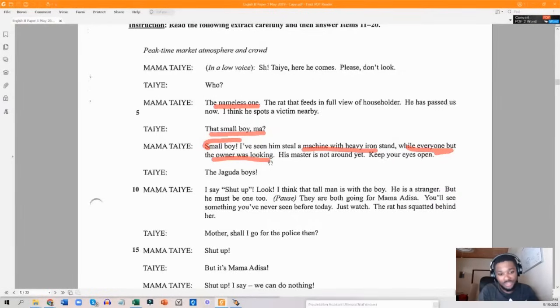So I wanted to see how skillful this thief is, and you'll soon see why I pay attention to this. This thief is so skillful that he can steal something when everyone else is looking except the owner. So he basically has eyes in the back of his head. He's very skillful. Keep your eyes open. He's basically warning Taiye, if you blink, you're going to miss it. If you blink, he's going to steal you because he's really that good. So with all this in mind, how does Mama Taiye feel toward this boy?